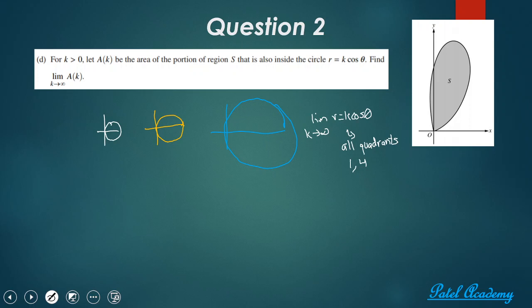And so what do we really need to do? Well, our value A at k is going to be the area of S in quadrant 1.